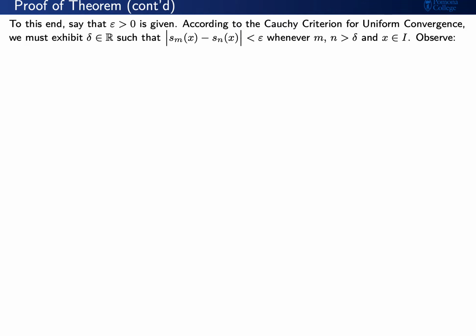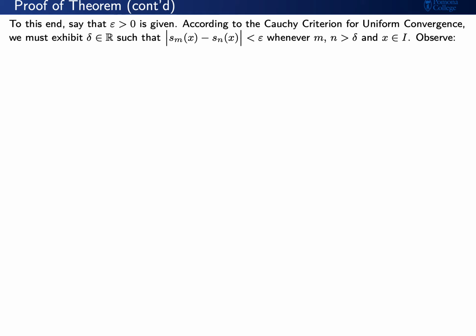To this end, say that a positive epsilon is given. Using the Cauchy criterion for uniform convergence, we must exhibit a delta such that in absolute value, S_m(x) minus S_n(x) is less than epsilon whenever both m and n are greater than delta and x is in our closed interval I.